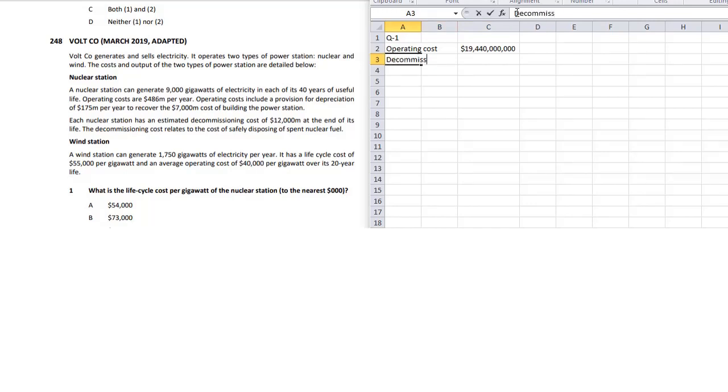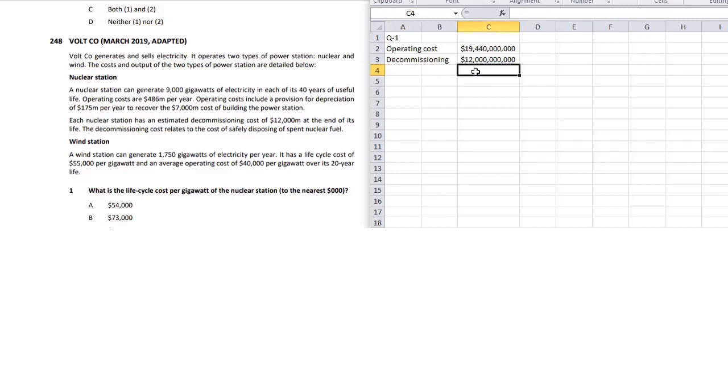So the decommissioning cost is 12,000 million. Don't multiply the decommissioning cost by 40, because it occurs at the end of the period. The question also told us the decommissioning cost of 12,000 million is at the end of its life. Decommissioning cost relates to the cost of safely disposing of spent nuclear fuel. Nothing else is given.